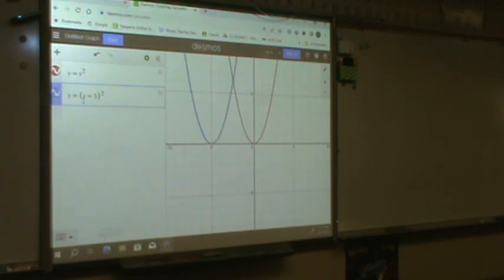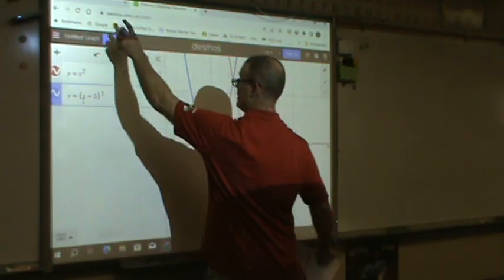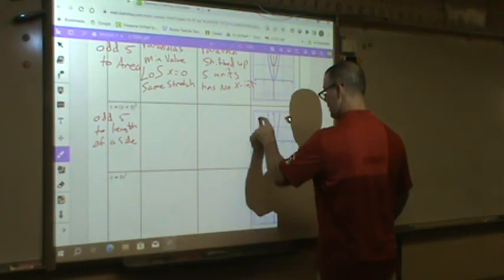Now, what happened? Well, you should notice that the parabola moved to the left. How far to the left did it move? It moved 5 units to the left. So right here.